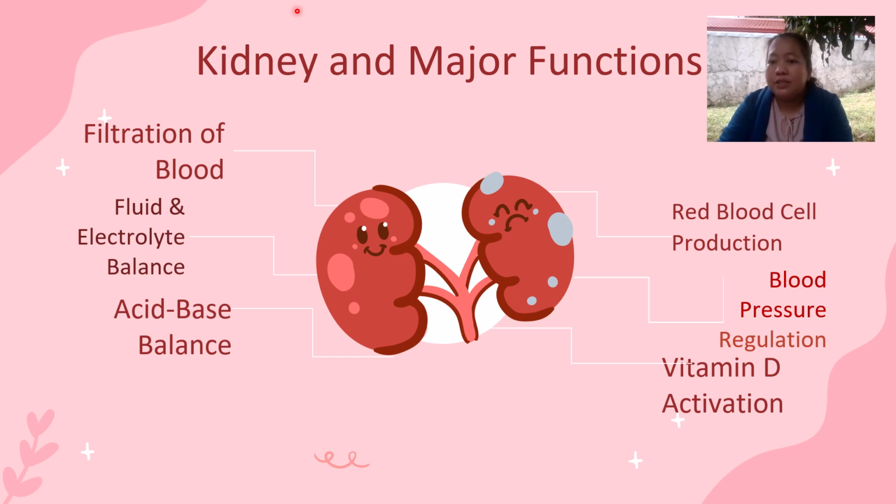Next is red blood cell production. They produce erythropoietin, a hormone that stimulates production of red blood cells in the bone marrow. Next, they regulate blood pressure. Through the renin-angiotensin-aldosterone system, the kidneys play a role in controlling blood pressure. And lastly, they do the vitamin D activation. The kidneys convert vitamin D into its active form, which is essential for calcium absorption and bone health. It converts vitamin D to its active form, aiding calcium absorption.